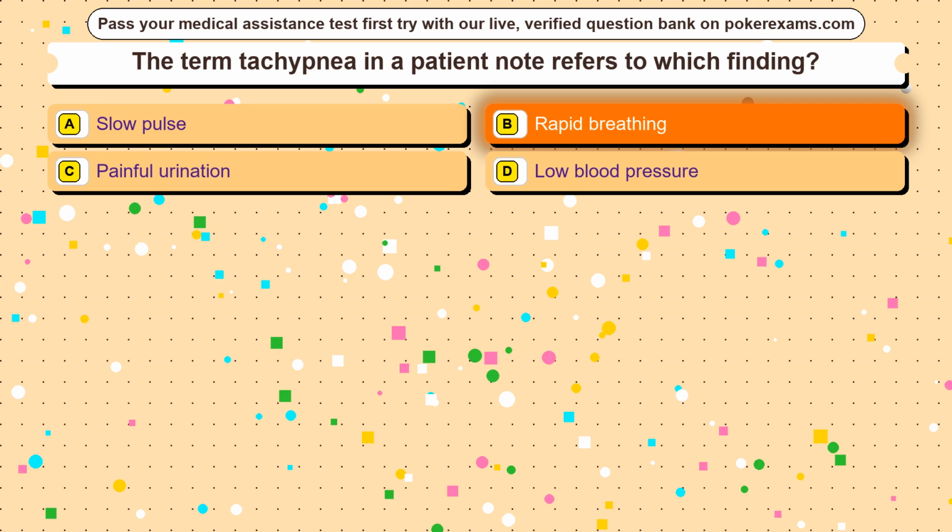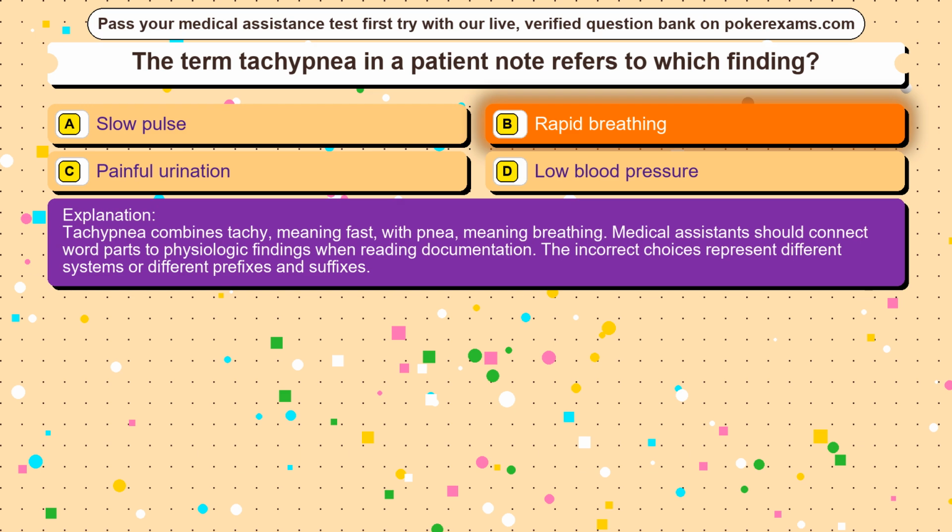The correct answer is option B. Rapid breathing. Tachypnea combines tachy, meaning fast, with pnea, meaning breathing. Medical assistants should connect word parts to physiologic findings when reading documentation. The incorrect choices represent different systems or different prefixes and suffixes.